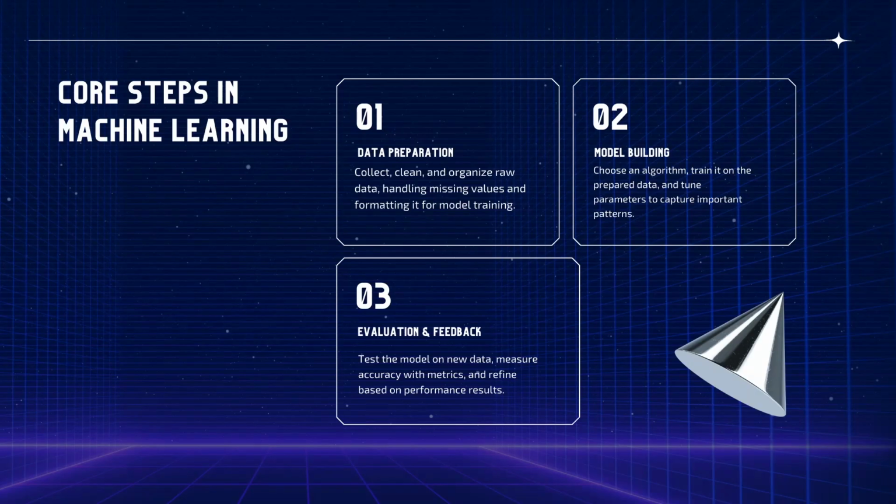Every ML project follows three essential steps. Data preparation: collect, clean, and organize the data, handle missing values, fix errors, and make sure everything is in the right format. Model building: choose the right algorithm, train it, and fine-tune parameters so it captures the right patterns. Evaluation and feedback: test how well the model performs, measure accuracy, and refine based on results. Fun fact, most data scientists spend up to 80% of their time preparing and cleaning data, not actually training models, which is kind of boring. But yeah, debugging sucks, but it's part of making sure it works. And that is sadly 80% of their work.